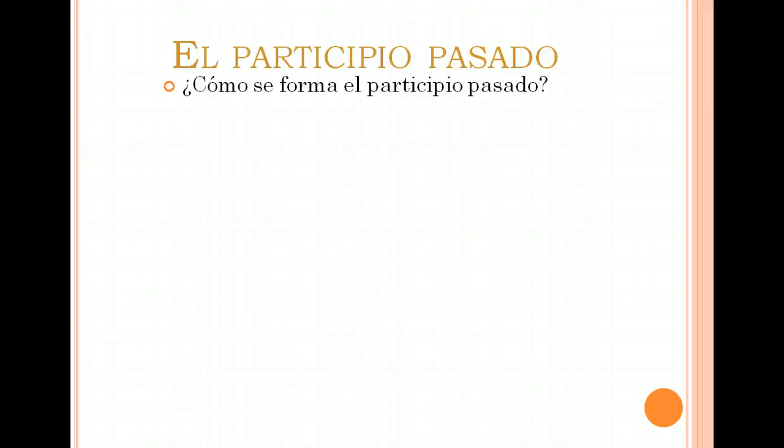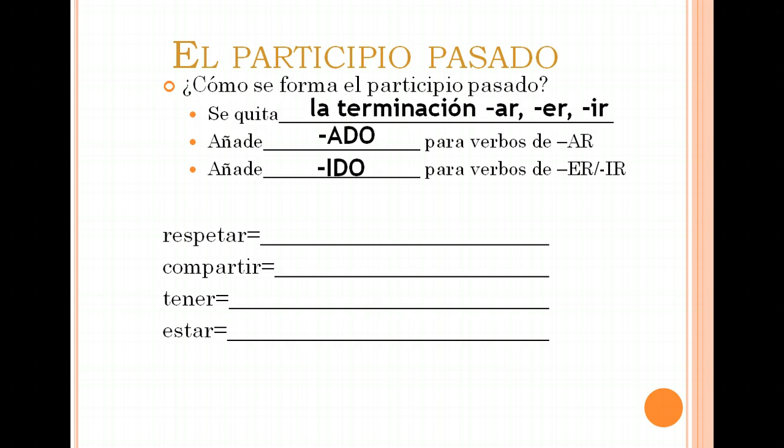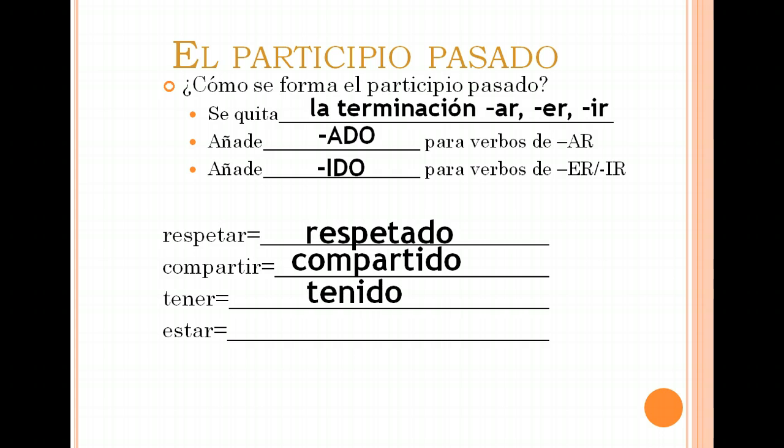So to form the past participle, you take the verb and you take off the ending, the ar, er, or ir. You add ado for ar verbs and ido for er, ir verbs. So for example, respetar. We would take off the ar and add ado since it's an ar verb, and we get respetado. Compartir is an ir verb, so we take off the ir and add ido, compartido. Tener will become tenido, and estar will become estado.